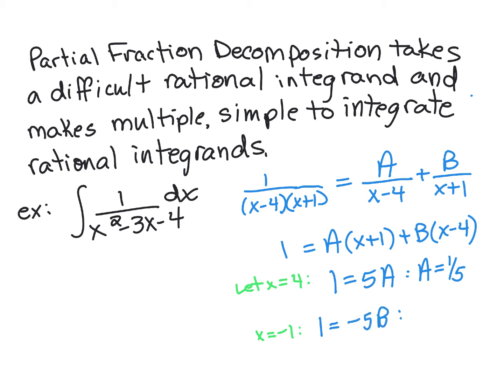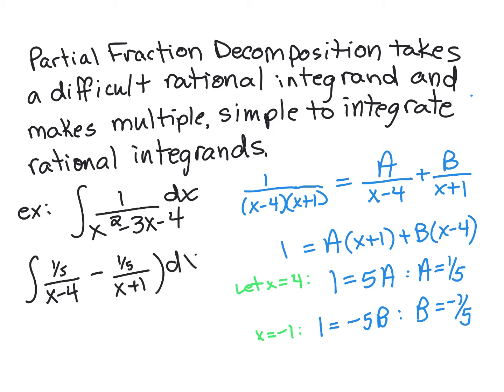And I've solved for b. Now, don't take a shortcut and not write this right here, because when I replace my integrand with my new fractions, it's better that I can see what the a was over. So positive 1/5 is over x minus 4. Negative 1/5 will be over x plus 1. And now these are two simple integrals.